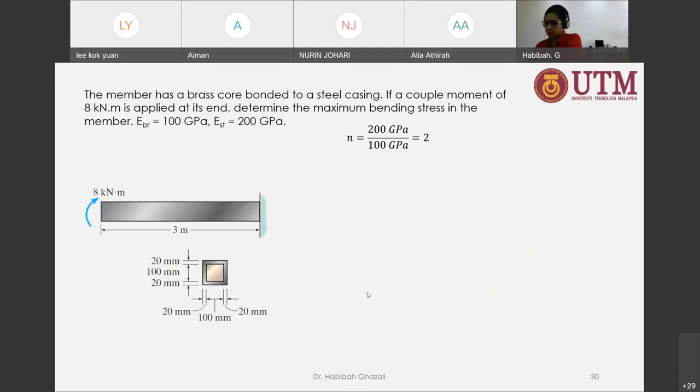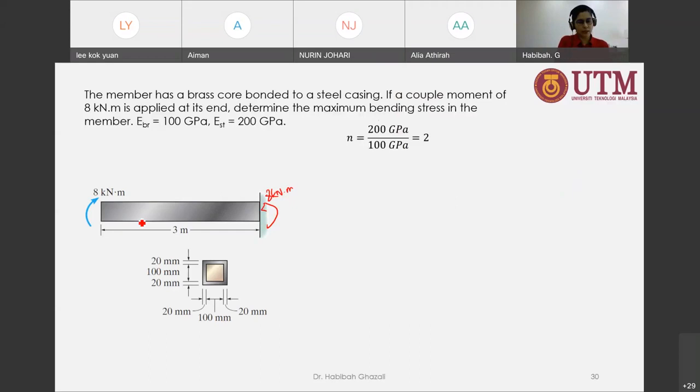All right, now let's have a look at this question. I have already given the solution, but I think a lot of you have a problem understanding it. So, the composite beam. The member here has a brass core bonded to a steel casing. If a coupled moment of 8 kilonewton meter is applied at its end, determine the maximum bending stress in the member. If you do the free body diagram from step 1, you will get that this is also 8 kilonewton meter.